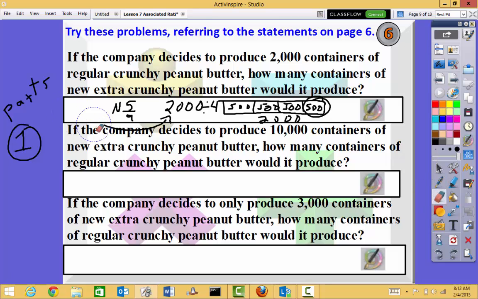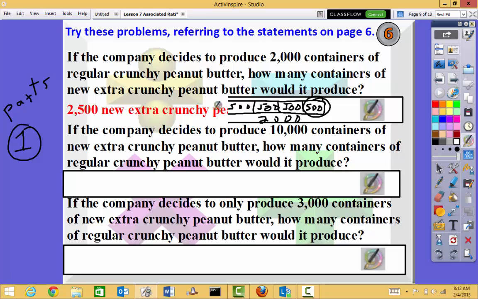So now it's asking me for how many containers of the new kind. Well, my new kind, there's 5 parts, so that's going to be 5 times 500. And when I multiply 5 times 500, I get 2,500 peanut butter containers.